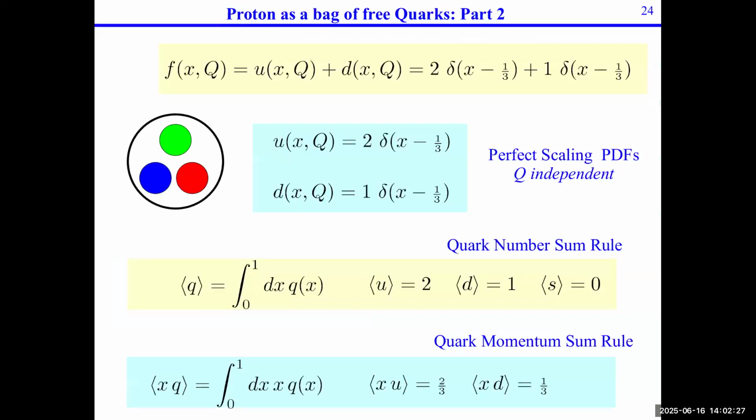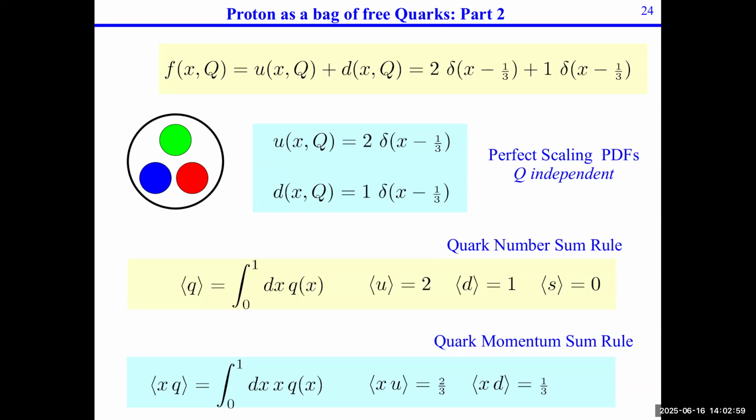So let's come back to the PDFs now. With my toy PDFs, these are nice and simple. Okay, I can calculate those very readily. The up quark is 2 times, the momentum fraction in each one of those is a third. The down quark is 1 times a third. And let's check some quark number rules and quark momentum sum rules. So if I integrate this, the delta function gives 1. I find out there are 2 up quarks, 1 down quark and 0 strange quark. So, all right, that checks with our expectation.